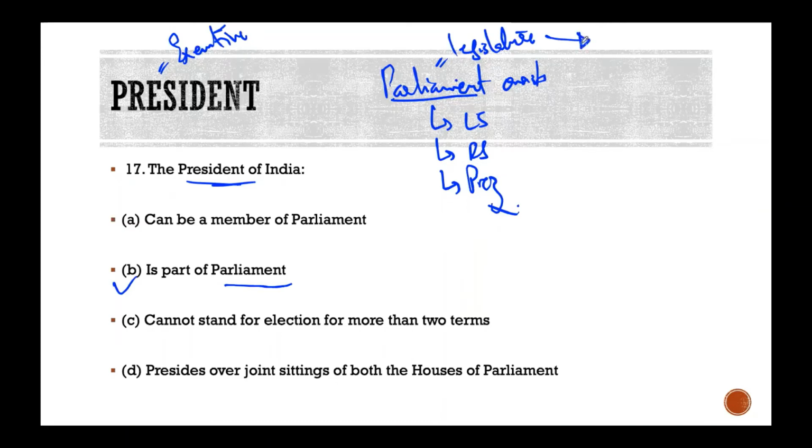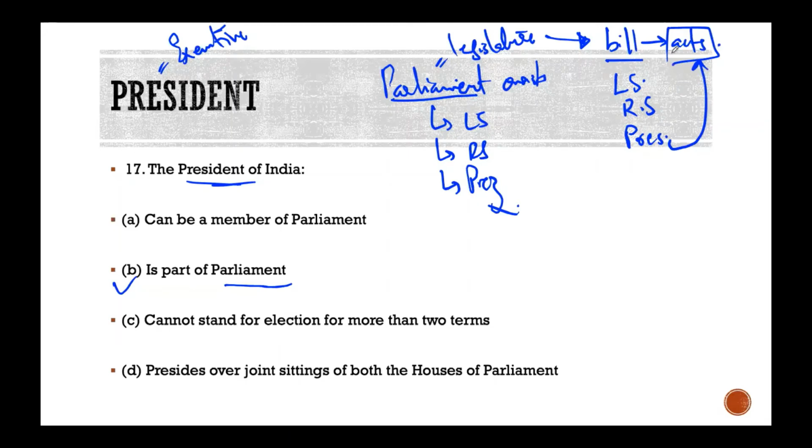The Legislature's duty is to ensure that bills get converted into acts after dialogues, debates and discussions. But a bill has to be passed by your Lok Sabha, it has to be passed by your Rajya Sabha, and then finally you need the president's assent, and only then can it become an act. So the president has multiple roles.